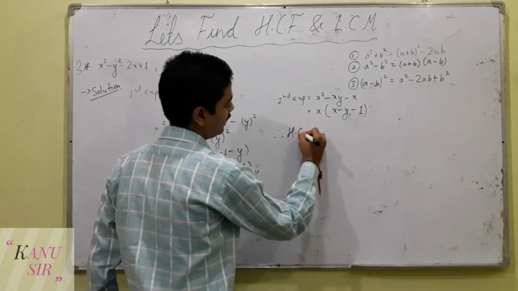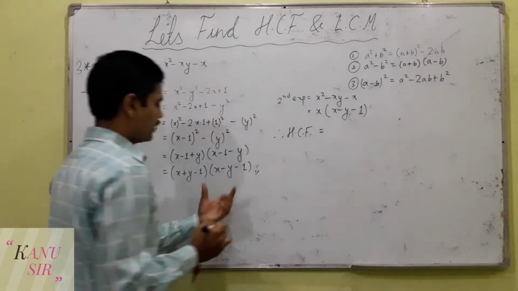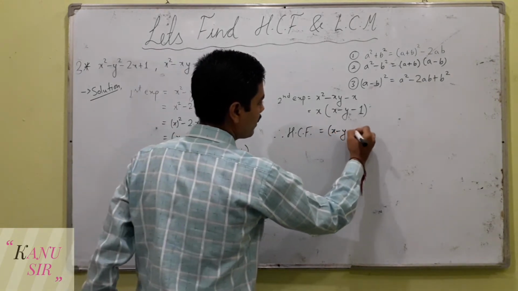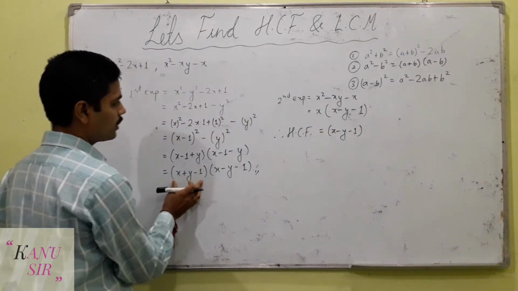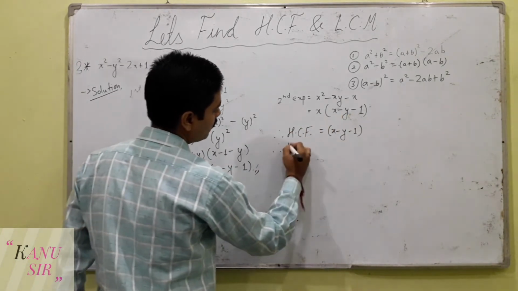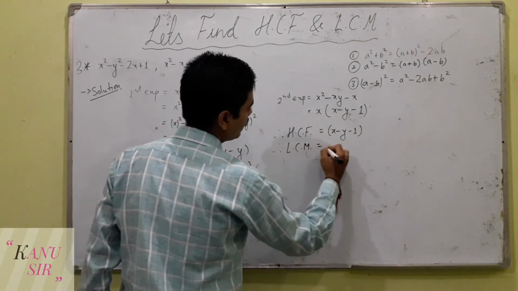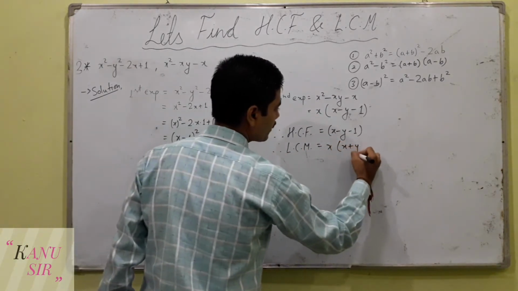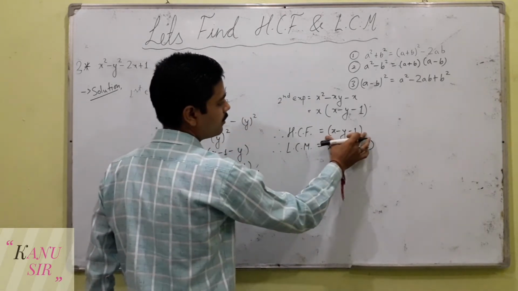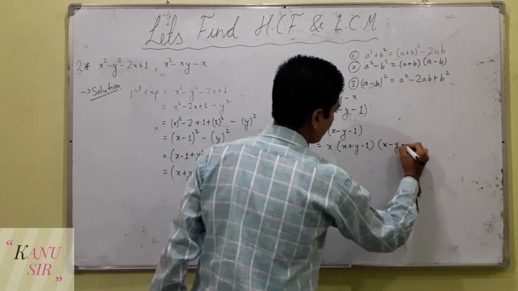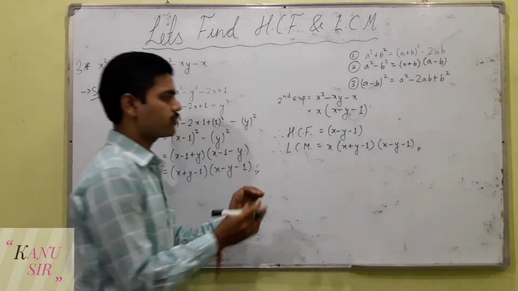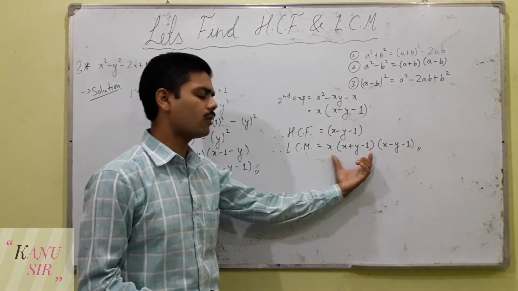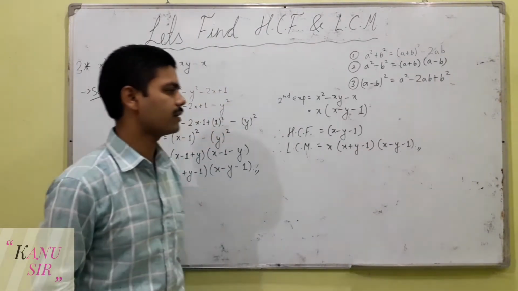Therefore, HCF is the factor which is common in both the expressions, that is x minus y minus 1, and the rest of the factors are not common, so we can list them down in the LCM. x is not common, x plus y minus 1 is not common, but x minus y minus 1 is common in both. So in the LCM, first we will write what is common in both, and the remaining which are not common will also be copied in the LCM.